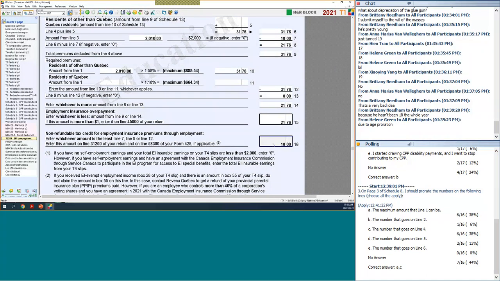And then they're going to say which is smaller, line 7, 9, or 12. Well, 7 is 10, 9 is 31, and 12 is 31. 7 is the smallest. That's the number that I can use as the credit. Okay? So if you weren't sure or you didn't do one, make sure you've done one. You're going to put the credit of $10 in on the tax return on the credit page, and then you're going to put the refundable credit in at the end.